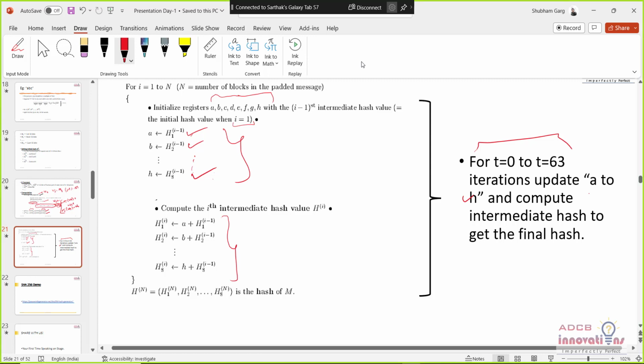Yeah, actually my display got disconnected. It is connected right now.